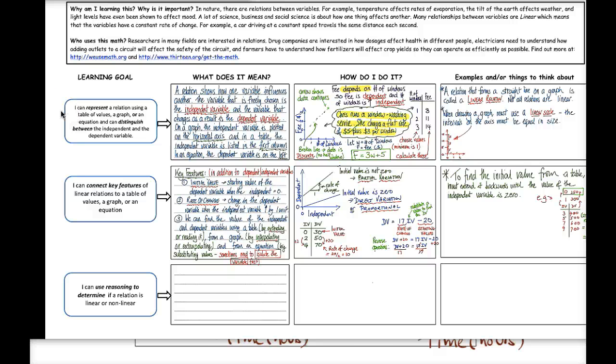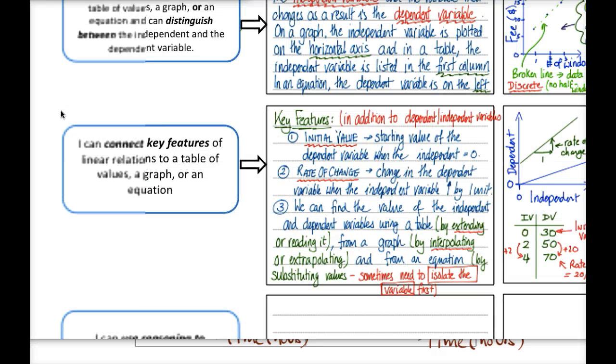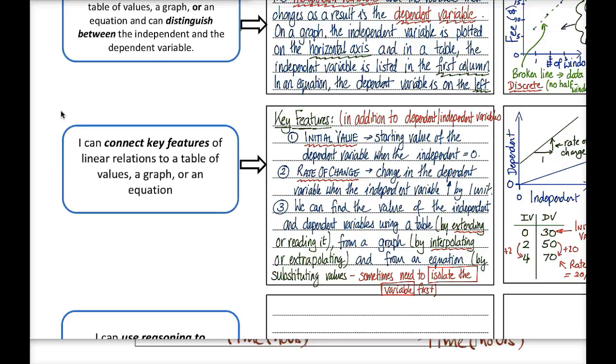Hi, grade 9s. So we've been looking at linear relations and what that means and the difference between independent and dependent variables. And now we want to go on to this next learning goal, which is about key features of linear relations. So here we have the learning goal: connecting key features of linear relations to a table of values.